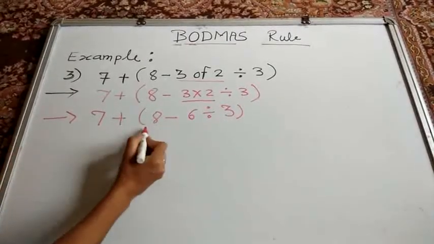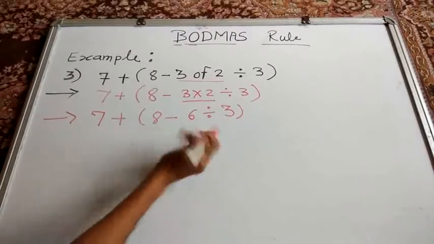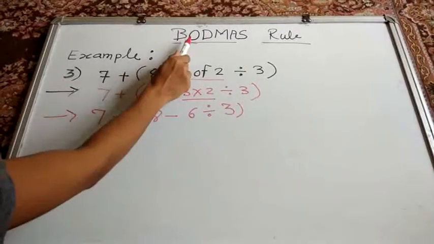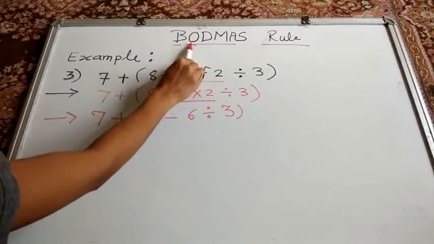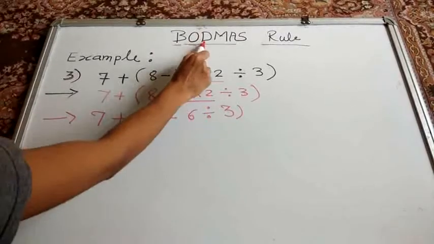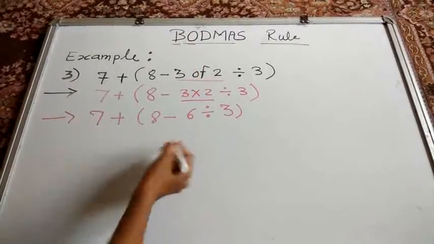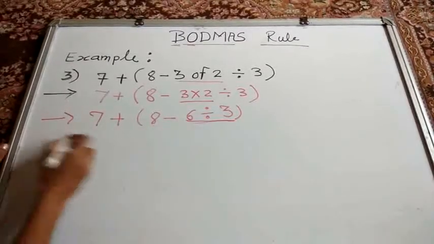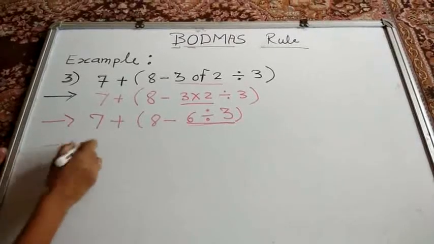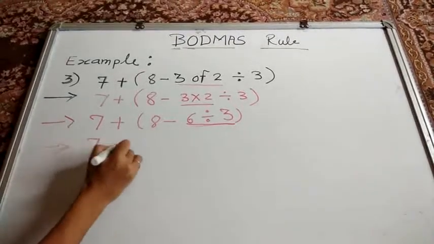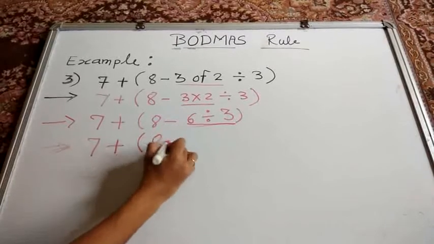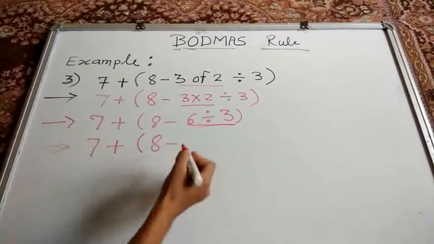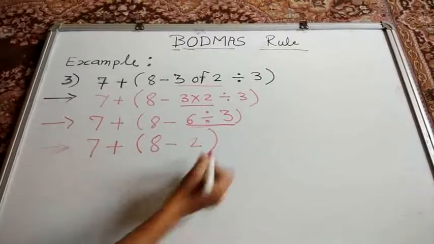Now again first we have to solve the bracket, but in this bracket there are two operations. First is subtraction and second one is division. Now after the bracket and of, the third letter is D. D stands for division. So we will solve this division first. 6 divided by 3. 3 2s are 6. So the answer is 2.